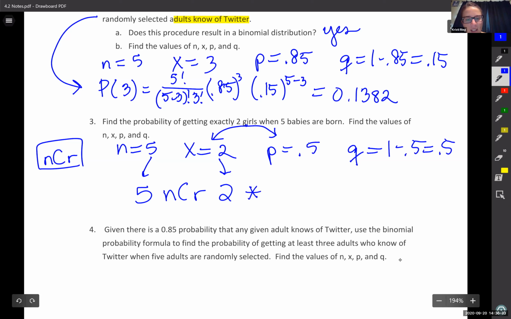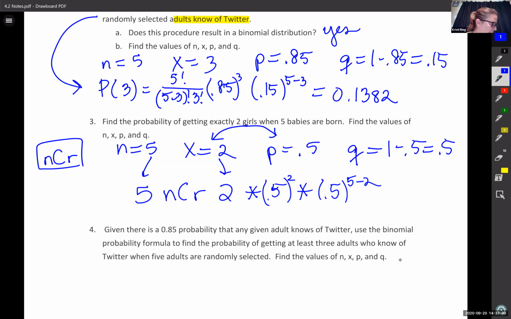So I have all that, and then I do, yeah, that's right, 0.5. Probability of P to the X power times probability of Q, probability of a failure, to the N minus X power. There we go. Okay. So let me go back. I'm going to hit that 5 NCR 2, and then I'm going to continue on by hitting times 0.5 squared times 0.5 to the 3rd.